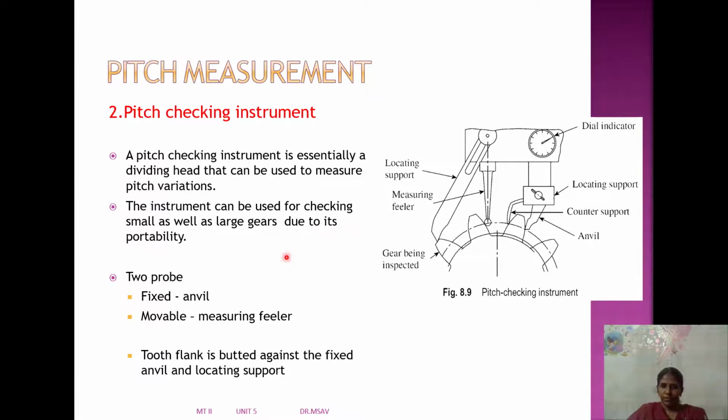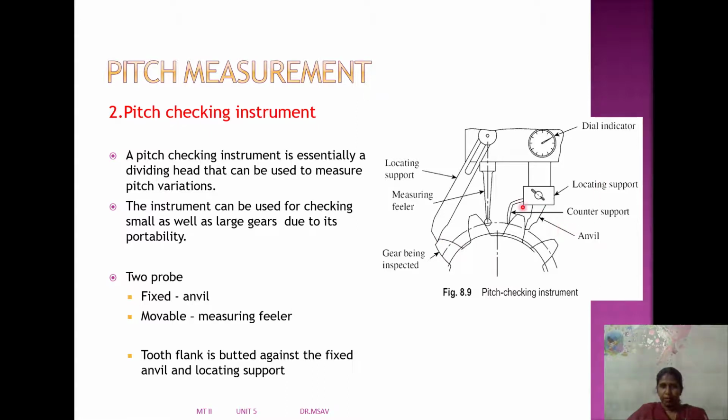So we can use it for small and large gears. Here also we have two probes. One is fixed, that is the anvil. Another one is movable, that is the measuring feeler. The tooth flank is butted against the fixed anvil and locating support. So we have a locating support and a fixed anvil. The tooth flank is butted by means of this anvil and locating support.